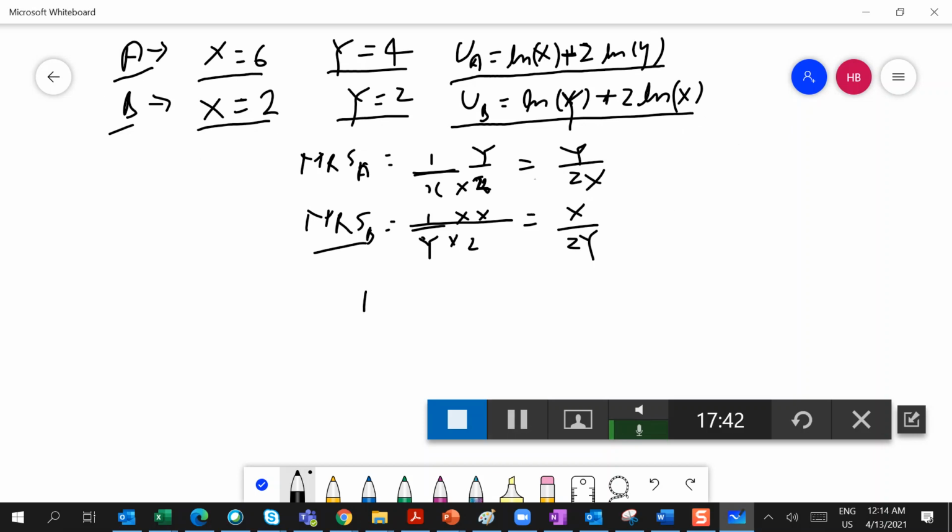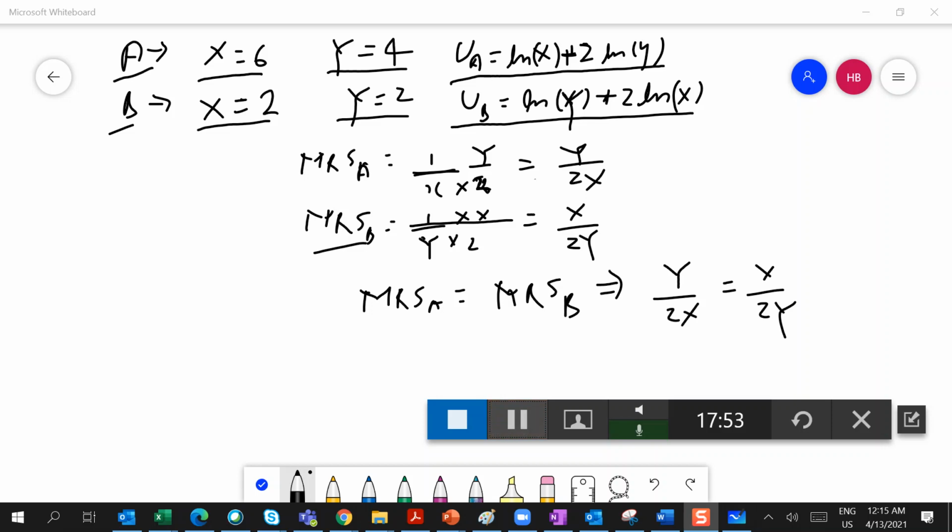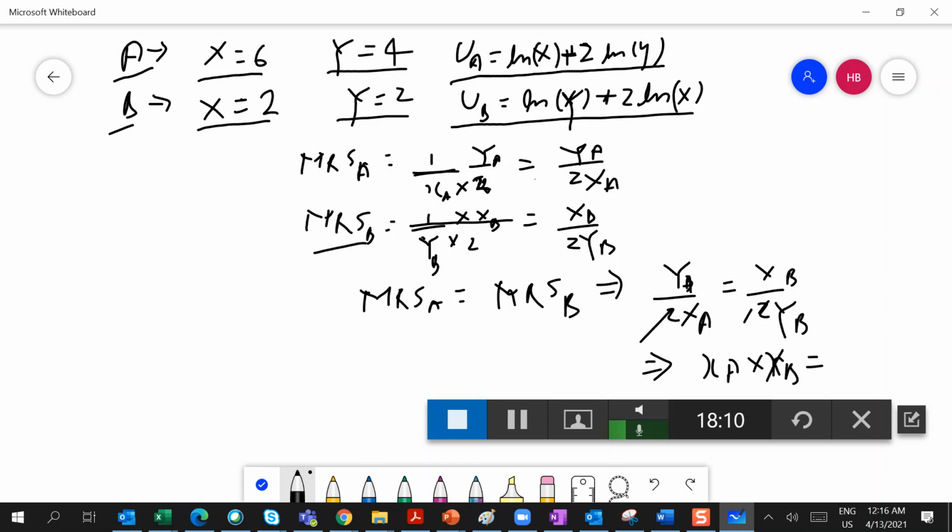Now we know that for deriving the Pareto optimal point, the marginal rate of substitution for A should be equal to the marginal rate of substitution for B. Hence, this will give you nothing but x square is equal to y square. So YA into XB is equal to XA into YB.